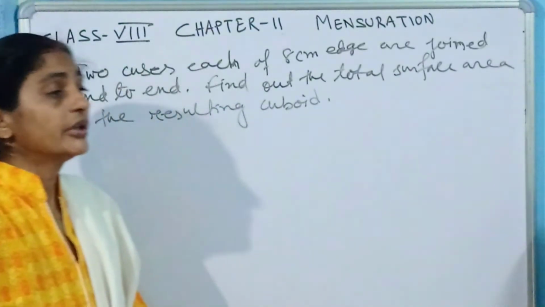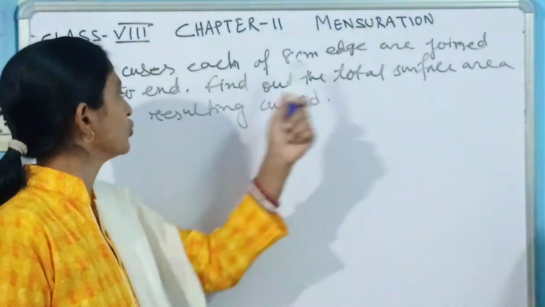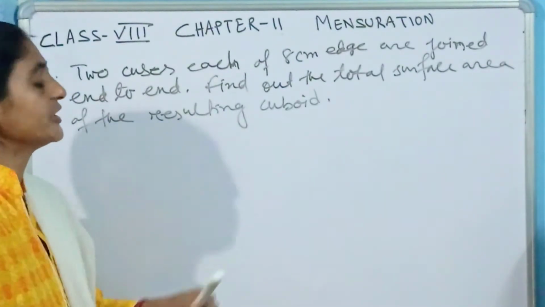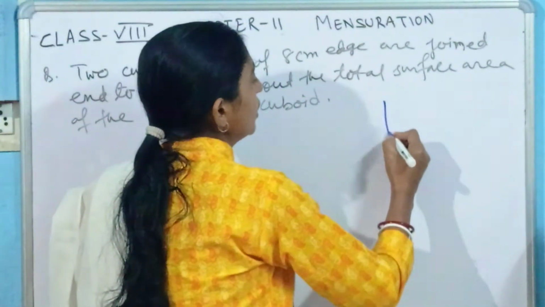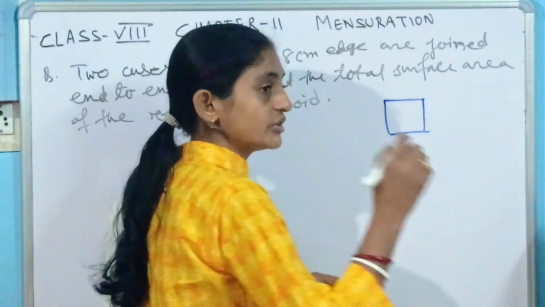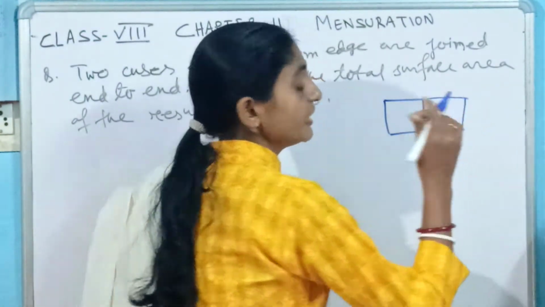Here the question is like that. Two cubes, each of 8 centimeter, are joined end to end. Find out the total surface area of the resulting cuboid. So what actually happened? Here one cube has been given, and for the one cube it has been given that each side will be 8 centimeter. So if another one is being added, what change will be made in this case?